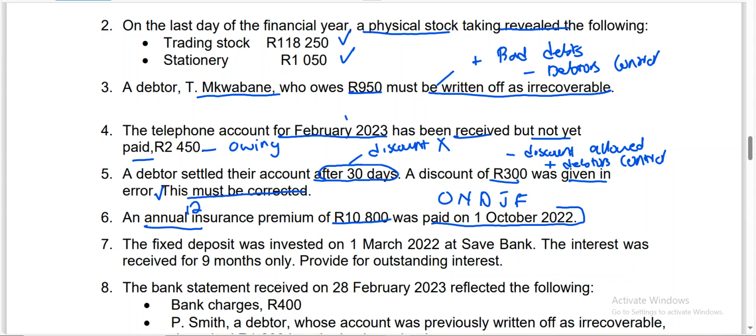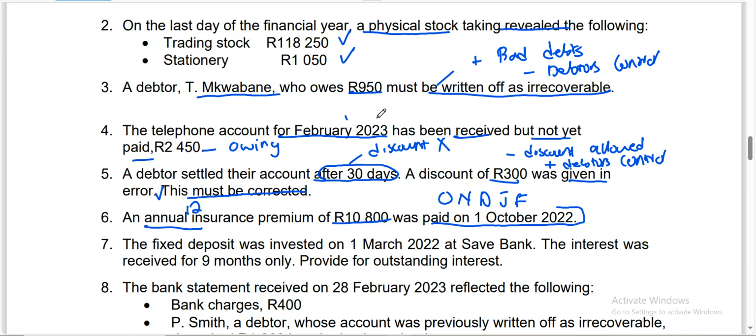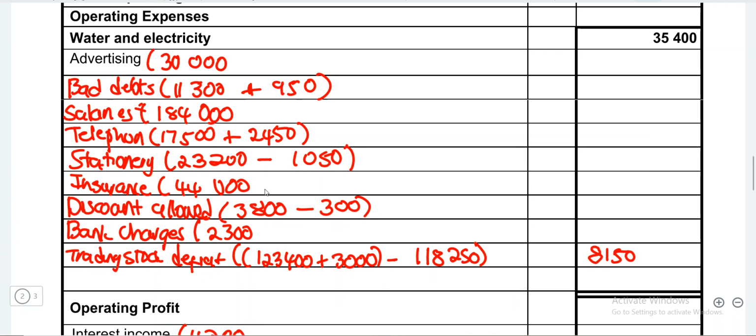So if you say 10,800 multiply by 7 divided by 12, it will give you the prepaid amount, which is 6,300. So therefore, prepaid amounts, remember in the income statement I showed you that you subtract them. So under insurance, we are going to say minus 6,300, and then we are done with this transaction.